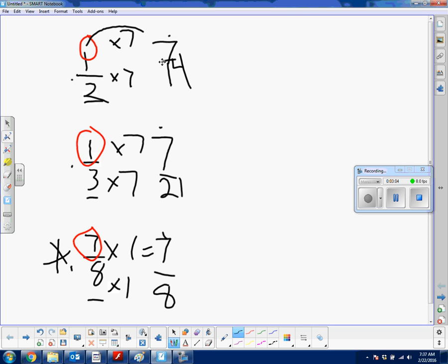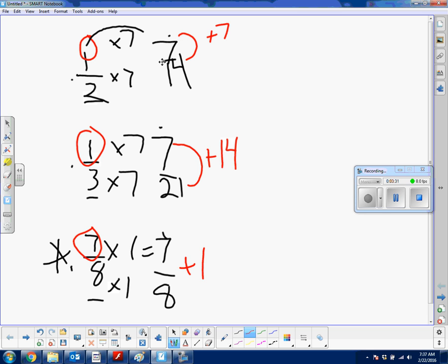So now all we have to do is think to ourselves, which numerator is closest to the denominator? Let's look at this first one. I know that 7 is 7 away from 14. Here, 7 is 14 away from 21, and from here, 7 is only 1 away from 8. So the closer the numerator is to the denominator, the bigger the fraction is going to be.